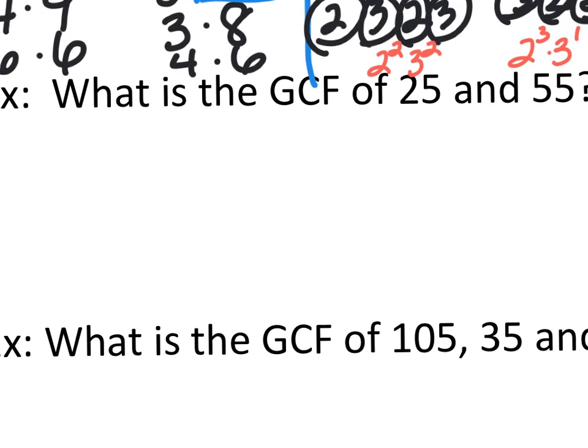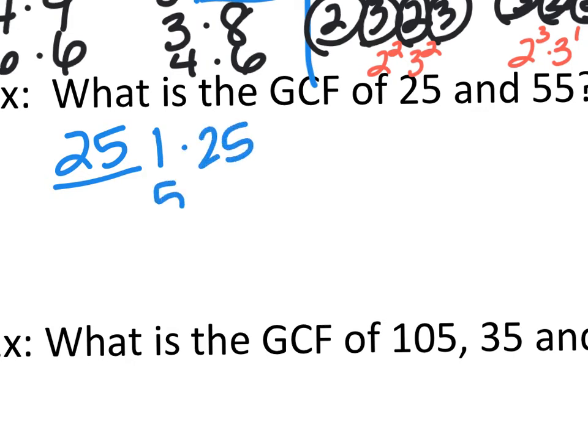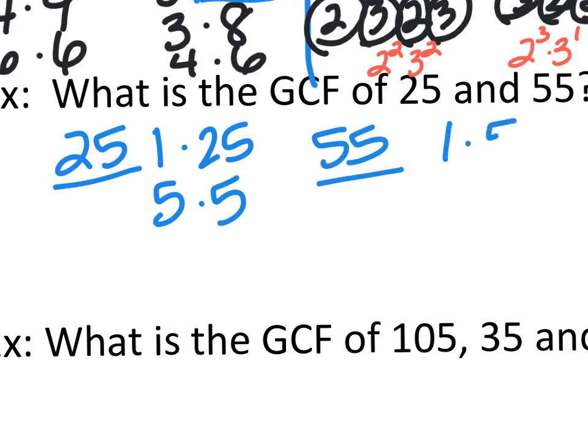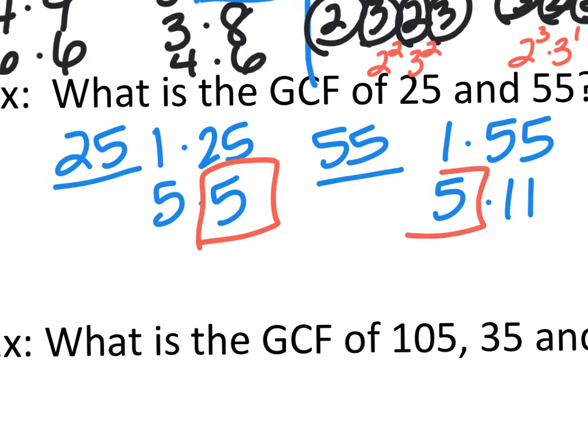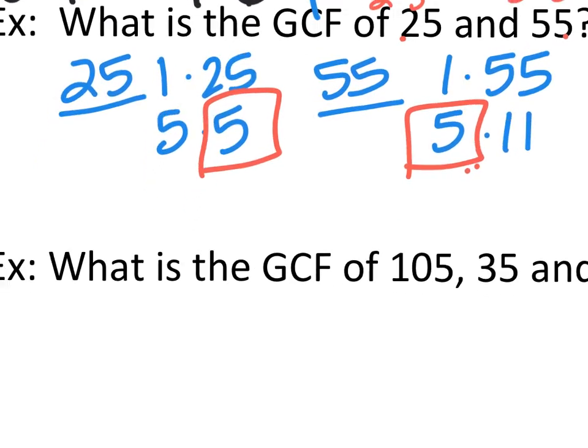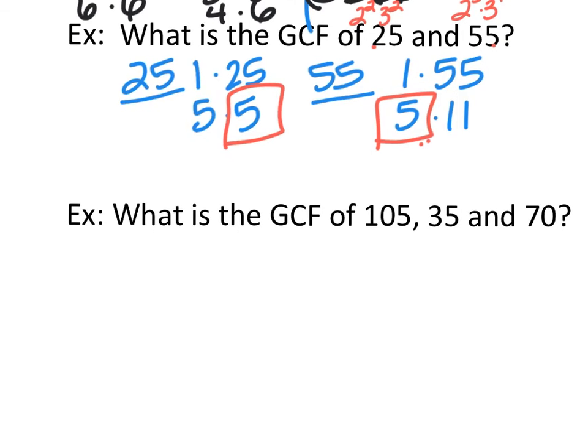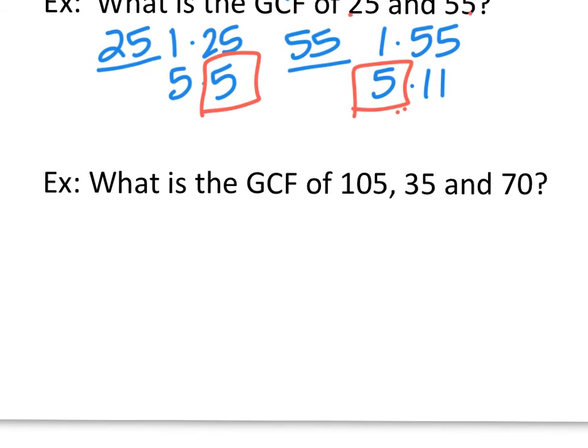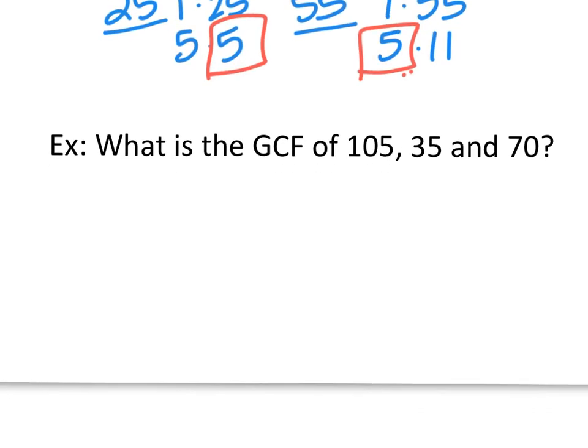So 25, let's just break that down. 25 only has as options 1 times 25 and 5 times 5. 55 has 1 times 55 and 5 times 11. So the biggest number that those two have in common is 5. So the biggest number you can put into 25 and 55 is 5. Okay? I'm going to let you try the last example on your own, 105, 35, and 70, and then come back and check and see how you did. Okay?